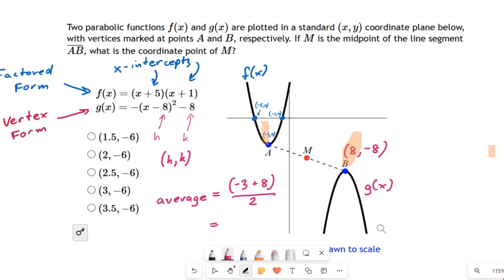Okay? So that is, let's see, negative 3 plus 8, that's 5 over 2. Calculator says 2.5. So that's the x location of M. Okay, and you'll see there's only one of these answers that fits that idea. So in terms of what are the big ideas of this problem, one big idea is knowing that the midpoint is halfway in between A and B. And the other big idea is how to find the locations of A and B exactly, using those forms that were given right here for factored and vertex.